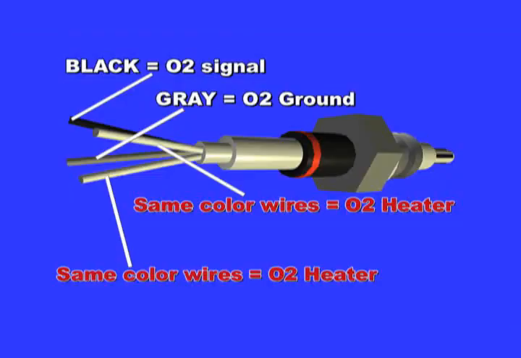Most OBD2 systems have a 4-wire O2 sensor. These wires are the 2 heater wires, the signal, and the signal ground. The 2 heater wires are ground and 12 volts, respectively. The signal wire tends to be the black wire, and the signal ground, the gray one.